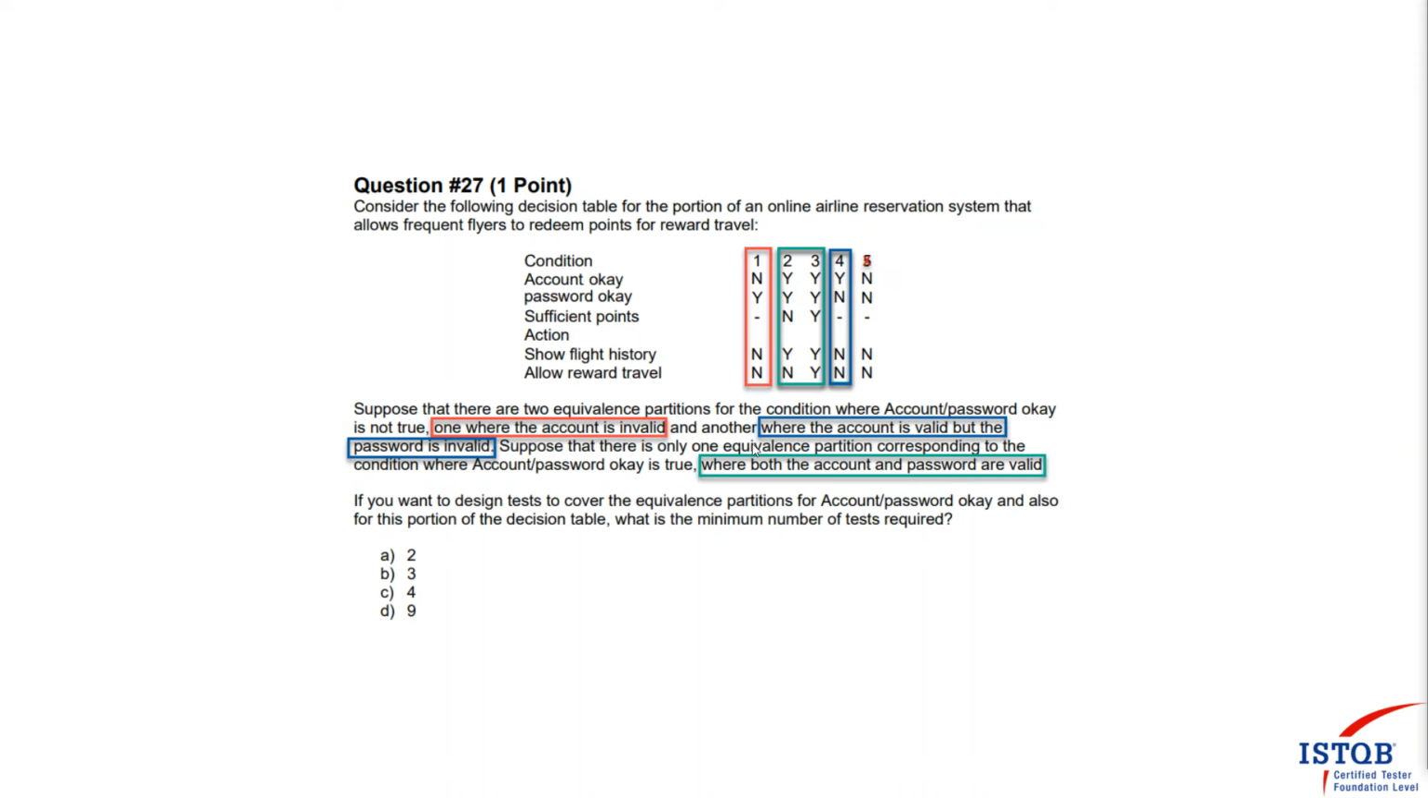Let's try to resolve a test now. We are asked: if you want to design tests to cover the equivalence partitions for account password OK, and also for this portion of the decision table, what is the minimum number of tests required? During our steps we found that we need 3 test cases to cover equivalence partitions related to the password and account. And we need 1 additional test case to cover the combination of valid condition and sufficient funds. Because of this the right answer is C, we need 4 test cases.